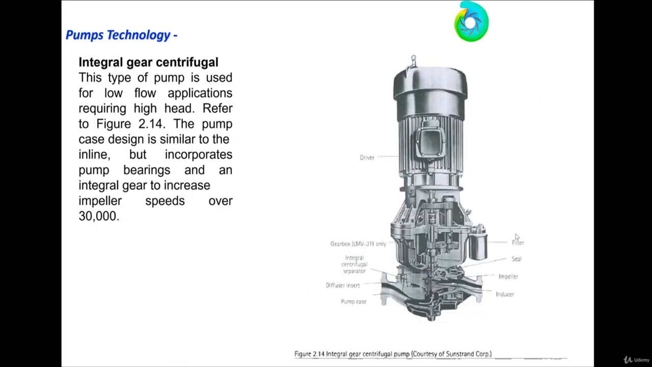The third one is the integral gear centrifugal pump. This pump is used for low flow applications that require a high head. The pump case design is similar to the inline, but incorporates a gearbox. There is a gear here, and it incorporates a pump bearing. There is a bearing and integral gear. This gear is used to increase the impeller speed to over 30,000 RPM. So what is the highest speed centrifugal pump? The integral gear pump.